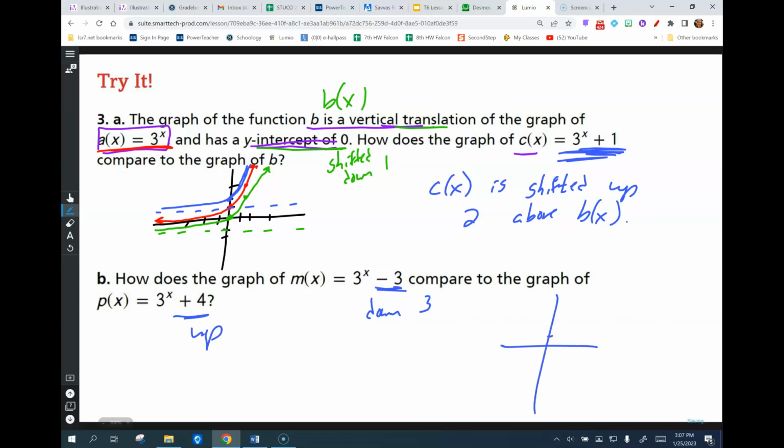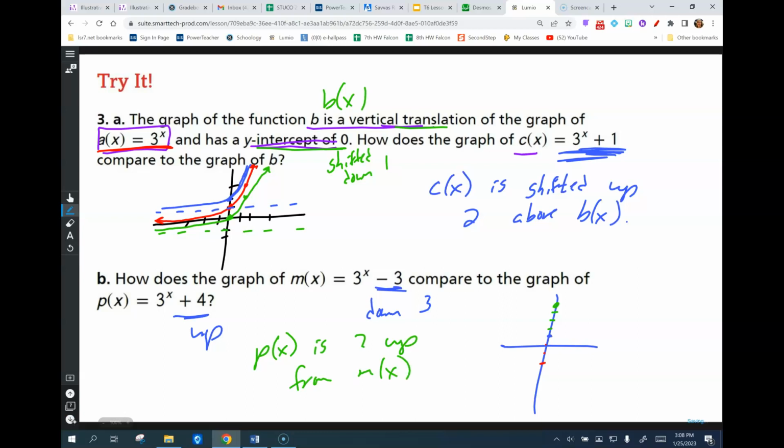So here it is. That's my original function. It's gone down 3. 1, 2, 3. Whereas my second function has gone up 4. So 1, 2, 3, 4. So what happened between it? There is a difference. So how does it compare this one to that one? P of x is 7 up from m of x.